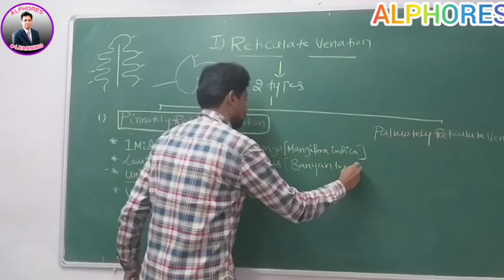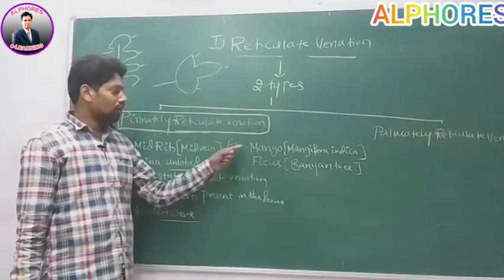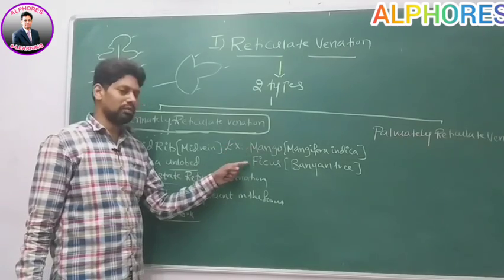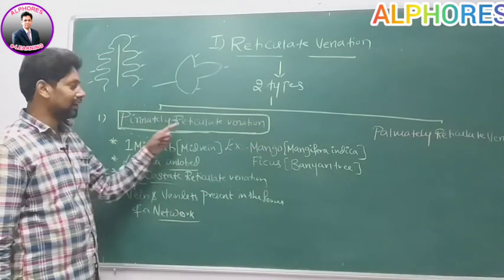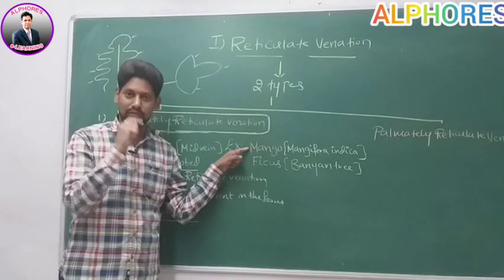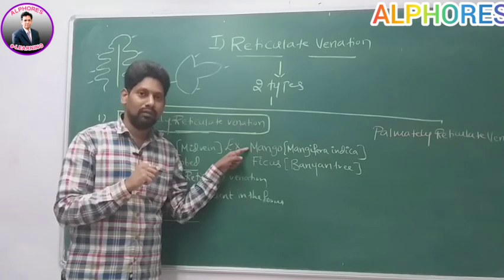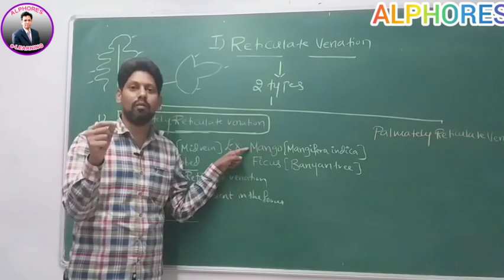Banyan tree. Which tree, sir? Banyan tree. Yes or no? Right? Therefore, mango and ficus, these two are best examples for pinnately reticulated venation. Sir, in mango leaf, how many midribs are present? One midrib. Lamina lobed or unlobed? Unlobed lamina. How are the veins and veinlets arranged? In the form of a network.